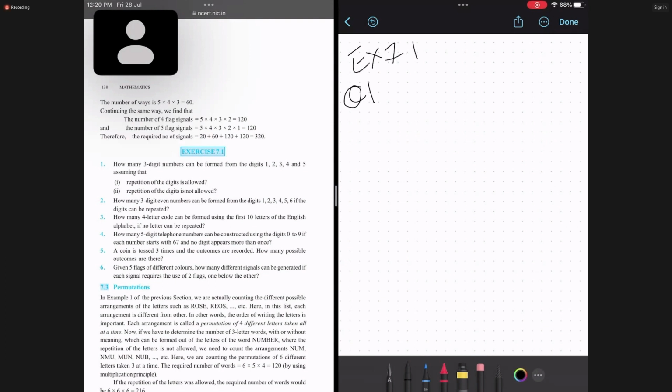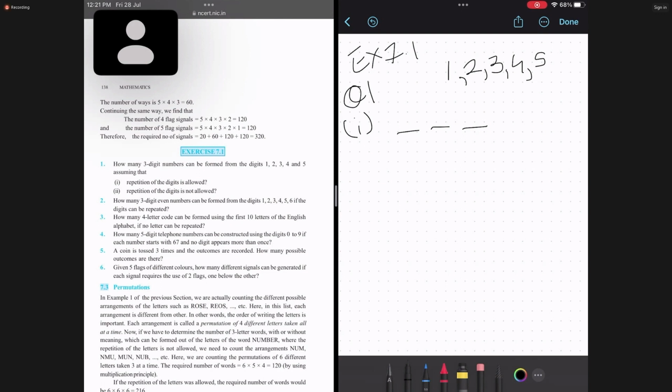Question number 1 says, how many three-digit numbers can be formed from the digits 1, 2, 3, 4, and 5, assuming that, first part, repetition of the digits is allowed. So we need to form a number which is 3 digits long, and we are allowed to use 1, 2, 3, 4, and 5. Correct. These are the digits that we have to use to form this number.